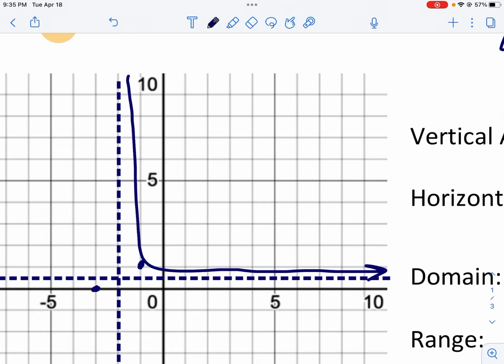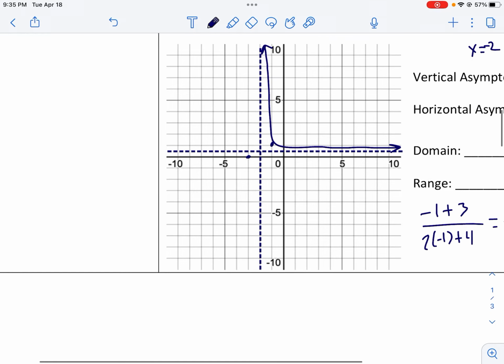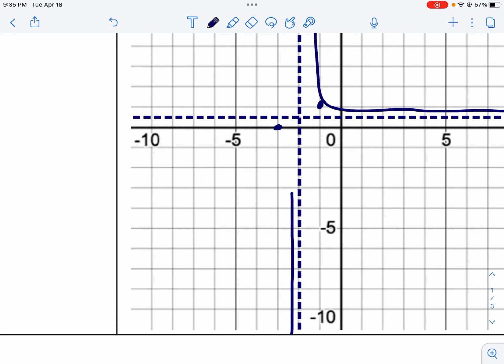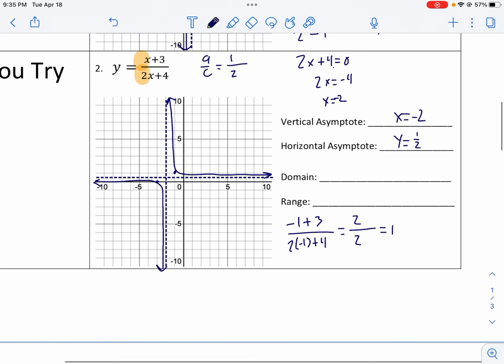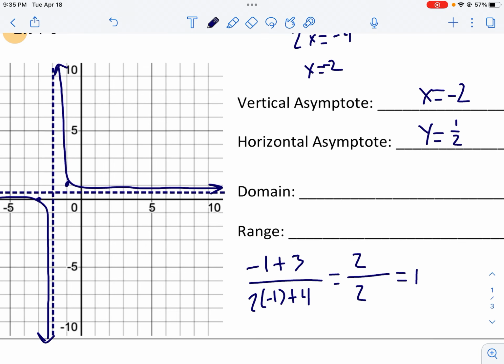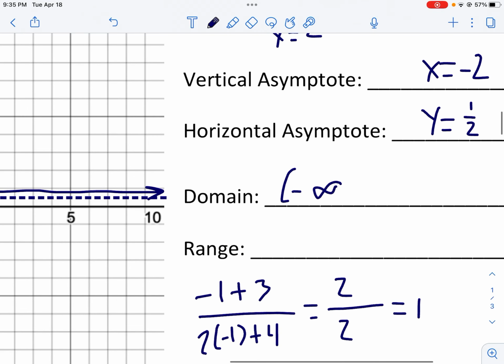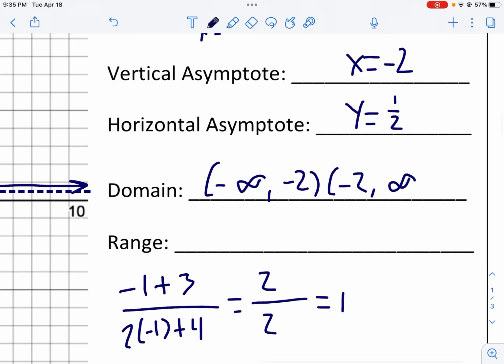Then we draw in our function. And then we just need to do the domain and range. So our domain is -infinity to -2 and -2 to infinity. And then the range is -infinity to a half and then a half to infinity.